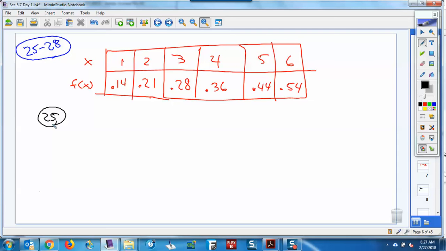This wouldn't be a bad thing to write down here or to think through anyway. It says estimate this integral from 2 to 5 using a left sum with 3 subintervals. So let's take this integral and write that as a left sum.